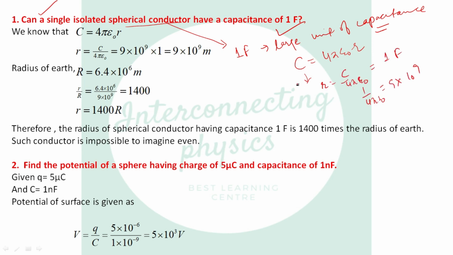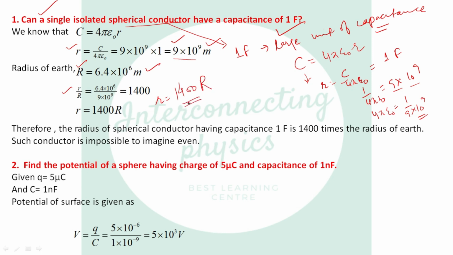So what is the value of 1 over 4 pi epsilon naught? That is 9 into 10 raised to power 9. Substitute the values and we will get R equal to 9 into 10 raised to power 9 meter. Let us compare this R with the radius of the earth. You know the radius of earth is 6.4 into 10 raised to power 6 meter. So dividing this by this, we get R equal to 1400 times the radius of the earth.